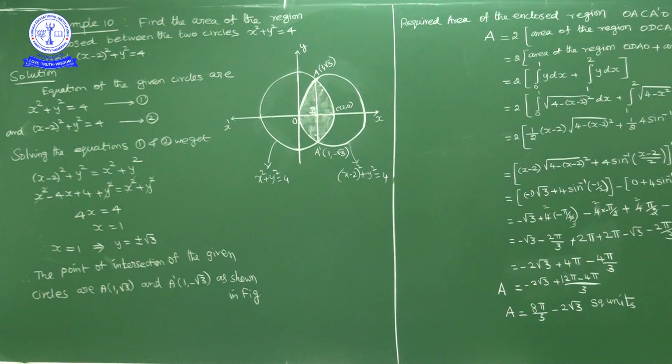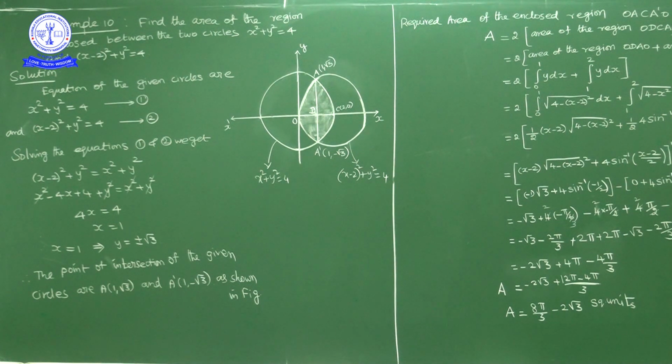Now this is a rough diagram. This is x square plus y square is equal to 4. This circle is x minus 2 whole square plus y square is equal to 4. Now if you observe from the rough diagram itself, we know that these two circles are intersecting at 2 points.